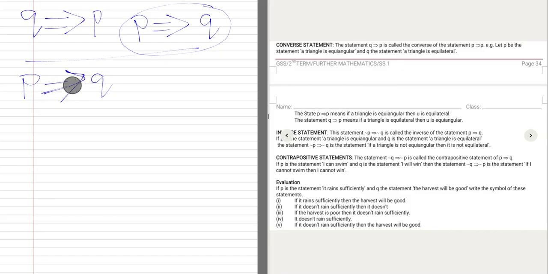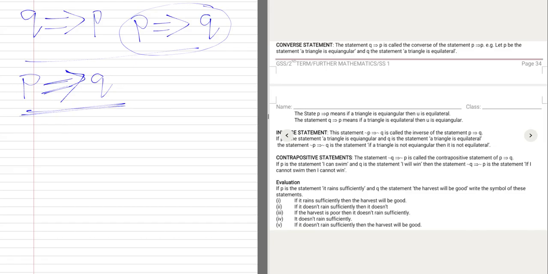Now if I say something like this, it means if P then Q. That means if a triangle is equiangular, then it is equilateral. Are you seeing that now? And don't forget, the sum of angles in a triangle is 180. That means it has equal angles. Angle A will be 60, B will be 60, C will be 60, and that sums up to 180. That means it is equiangular.